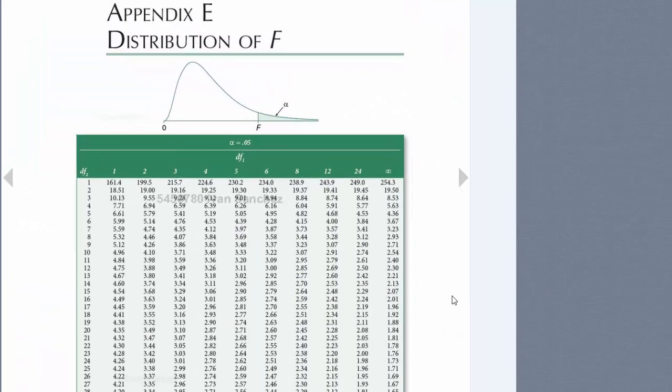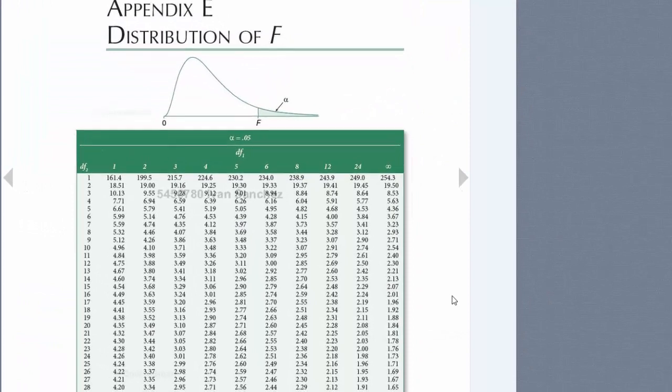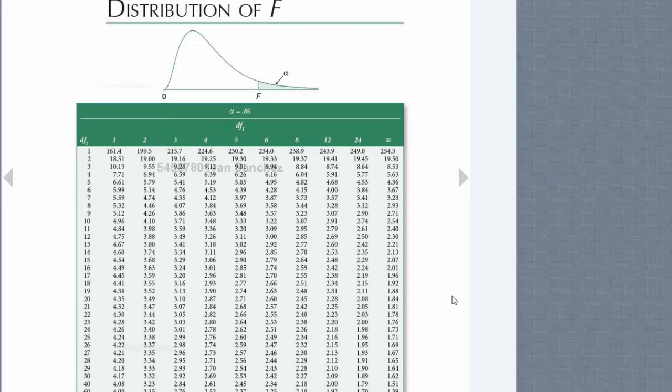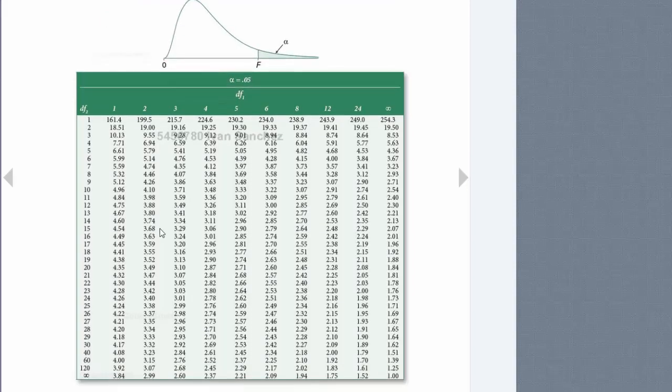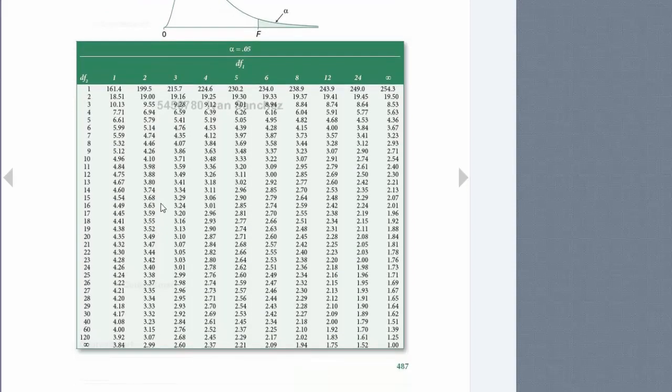This is the distribution of F. We're going to find the critical value for F, and if our F statistic is greater than the critical value for F, then we can reject the null hypothesis. DF1 stands for DFB, the degrees of freedom between, and DF2 stands for the degrees of freedom within. So our DFB was 2, so we're going to use the column labeled 2, and our DFW was 15. So our critical F is 3.68.